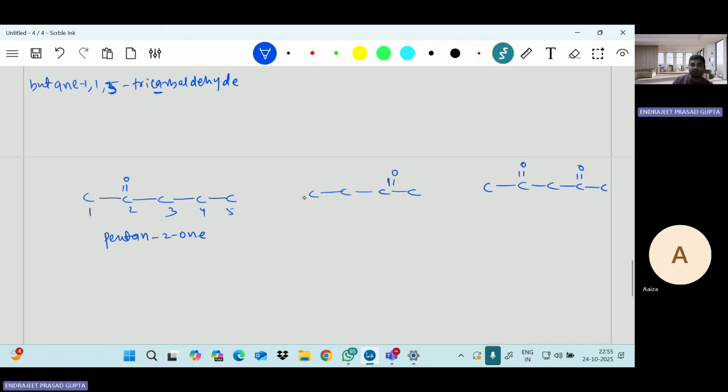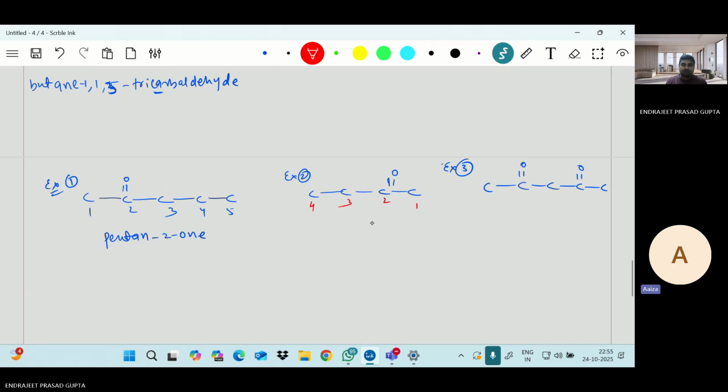Can you tell me what is the nomenclature of this second one? For the second one, we'll name it from the last one. So 1, 2, 3, 4. So it will be butane, 2 ONE, sorry, not ketone.